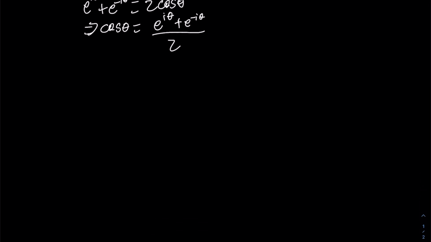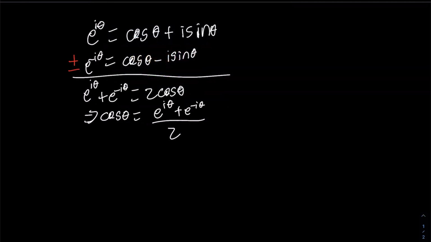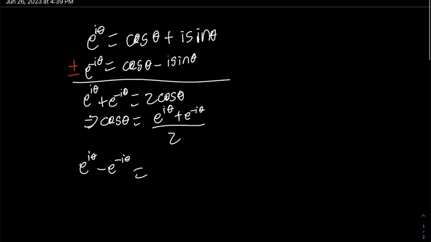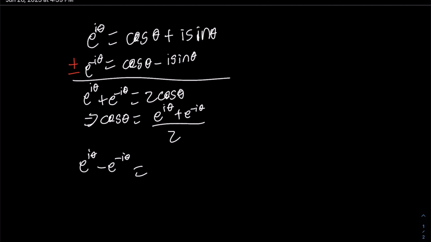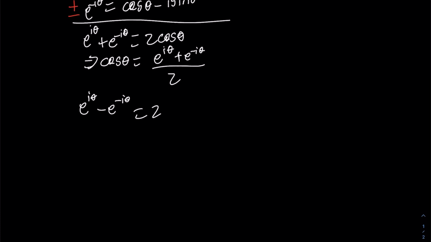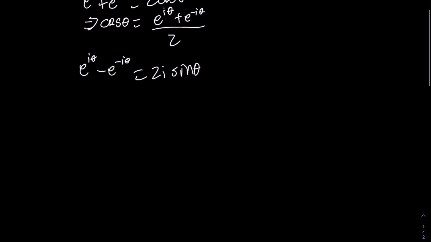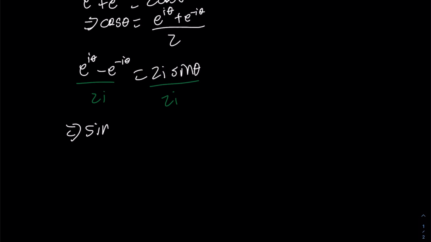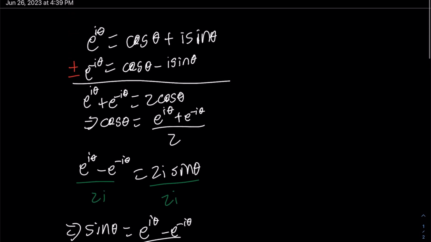Now secondly, we can subtract these two equations. We see that e to the i theta minus e to the minus i theta is going to be equal to, and then positive cosine subtracting from positive cosine will cancel out, and a negative i sine theta will result in 2i sine theta. And of course, rearranging to solve for sine theta, that is dividing by 2i, we'll see that sine theta is just e to the i theta minus e to the minus i theta all over 2i.